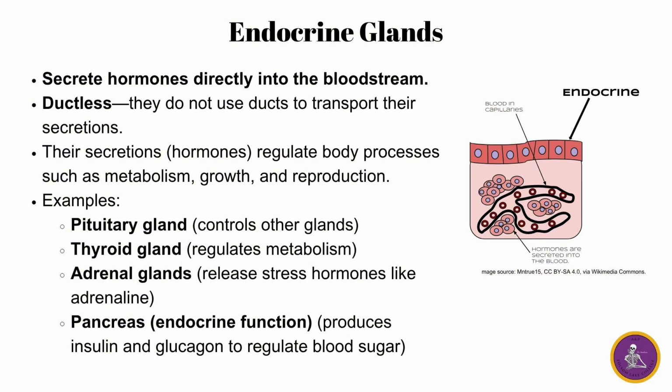Here are some examples. The pituitary gland, which controls many other endocrine glands. The thyroid gland, which regulates metabolic rate. The adrenal glands, which release stress hormones like adrenaline and cortisol. The pancreas, in its endocrine role, produces insulin and glucagon to control blood glucose levels.